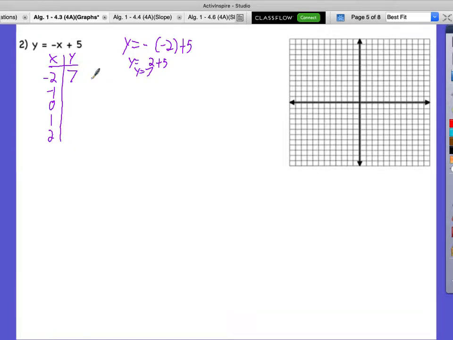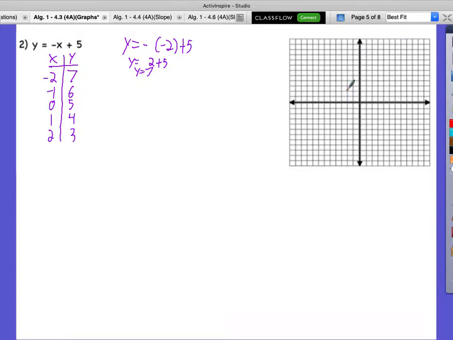And then what did you get for -1, Nate? -1, I got 6. Okay, Kenny, what did you get for 0? 5. Okay. Lisa, what did you get for 1? Okay. And then Kelly, what did you get for 2? 3. Okay, so we graph these points.